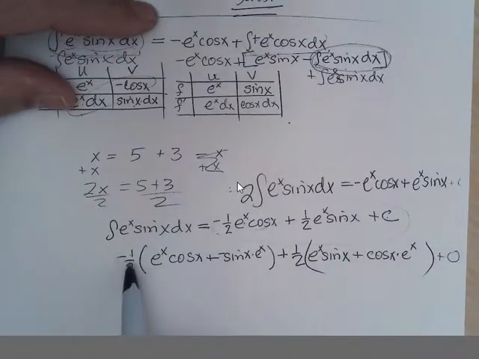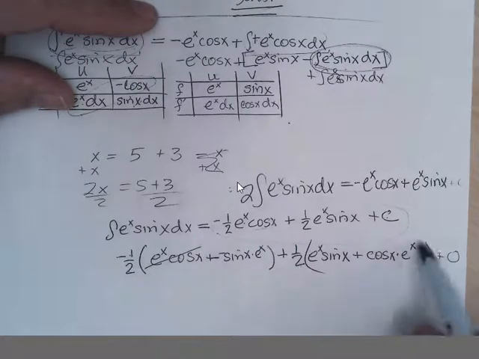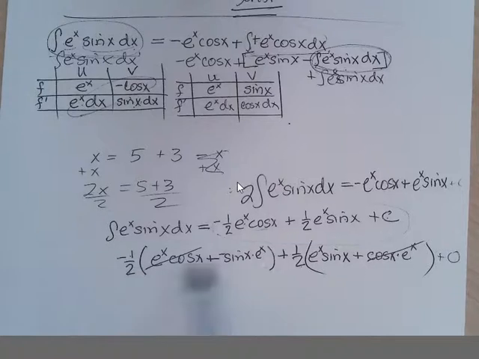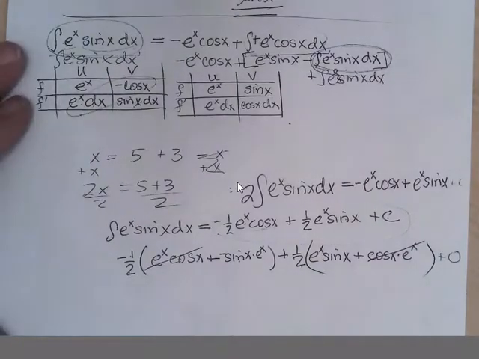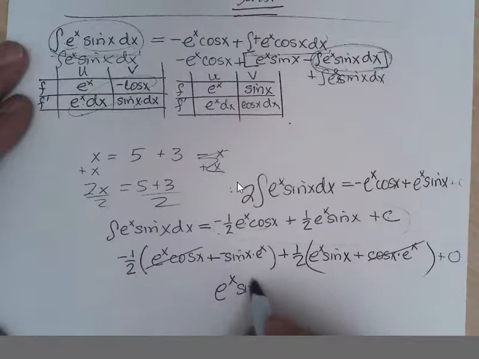So we got negative 1/2 times e to the x cosine x and plus 1/2 times e to the x cosine x. So those two are going to cancel. And then I got negative 1/2 times the negative sine of x e to the x, which is plus 1/2 e to the x sine x. And we got plus another half of e to the x sine x. So a half plus a half is a whole e to the x sine x.